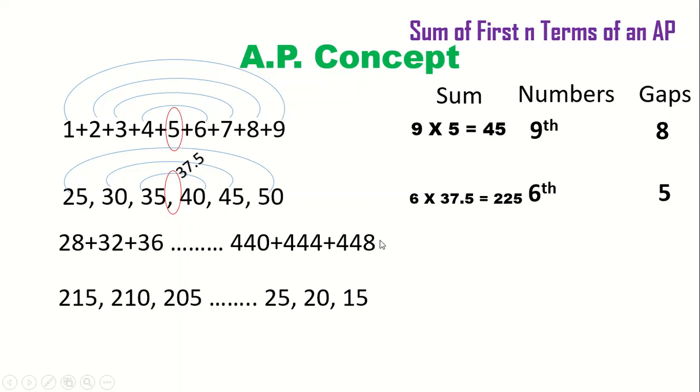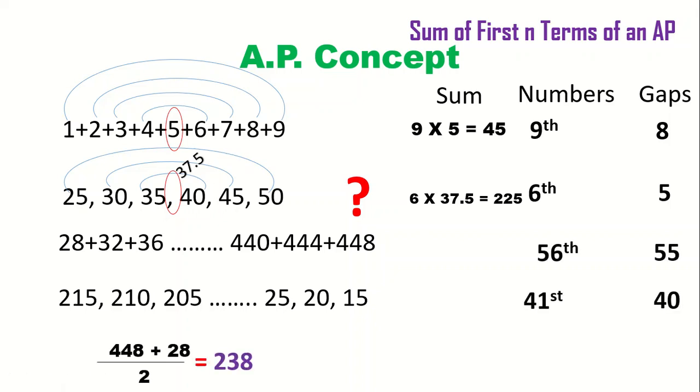The same way you can get 448 plus 228 divided by 2. 238 is the middle number. How many numbers are there? As we have already seen, it is 56. Okay, 56 into 238 is 13328.